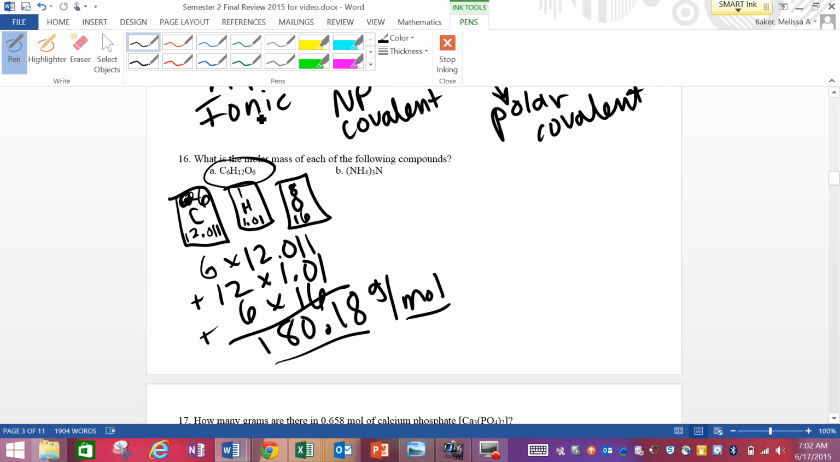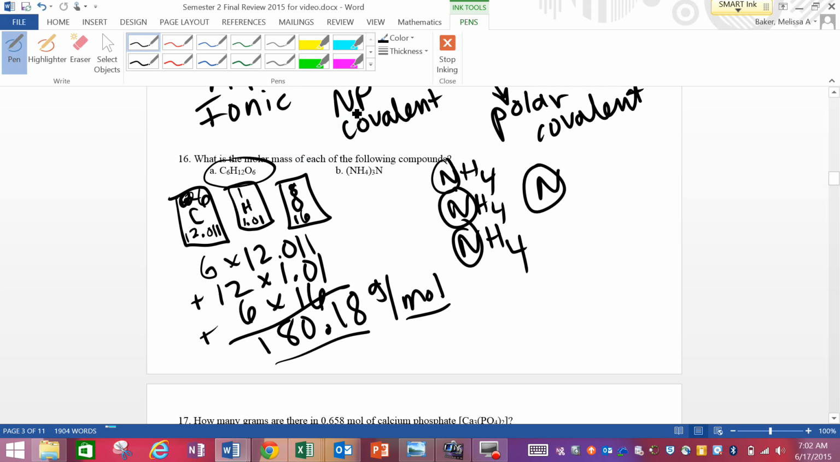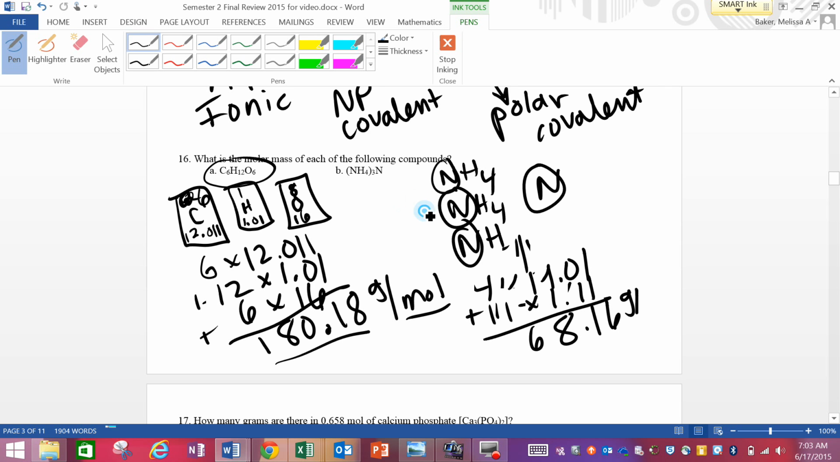How about a little bit more of a complicated one? We've got NH4. Some people like to see it drawn out. It kind of helps them figure out how many atoms are there. And then one more nitrogen. So we've got 1, 2, 3, 4 total nitrogens, and we've got 4, 8, 12 hydrogens. So we've got to do 4 times 14.01 plus 12 times 1.01, and that adds to 68.16 grams per mole.